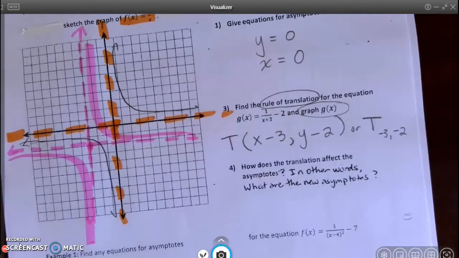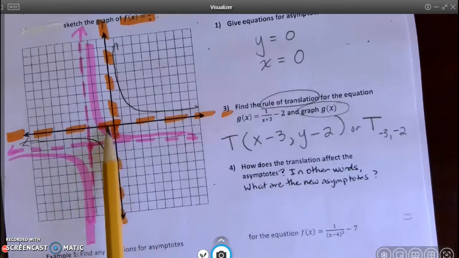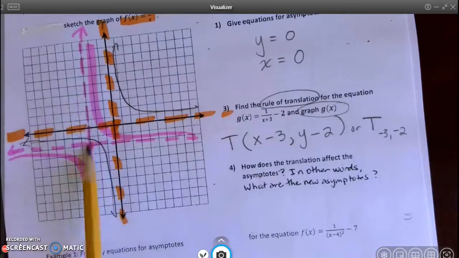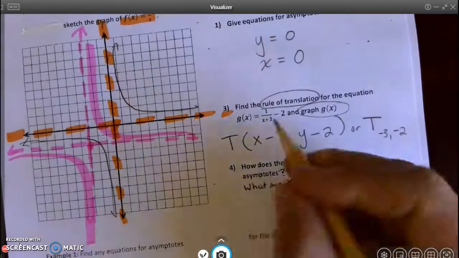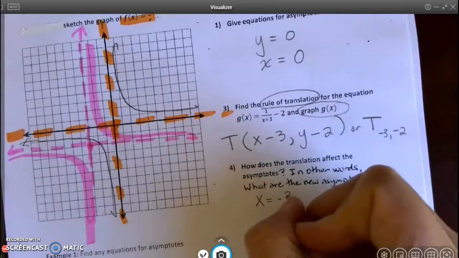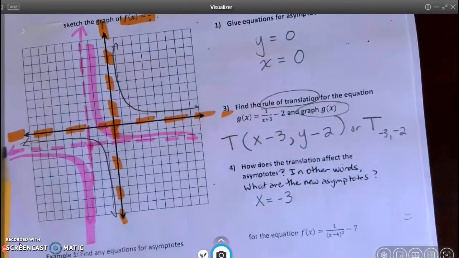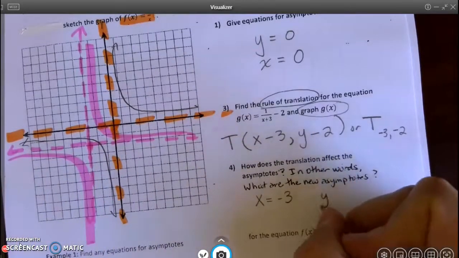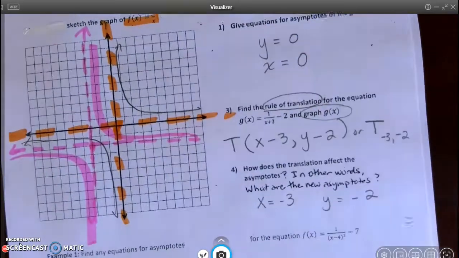The next question says, how does the translation affect the asymptotes? In other words, what are the new asymptotes? Well, I can look right here at my graph and I can see that my vertical asymptote is at x equals -3, and my horizontal asymptote is at y equals -2.